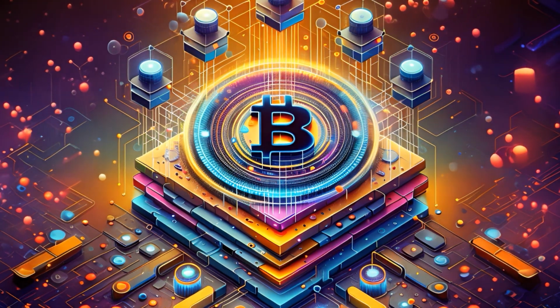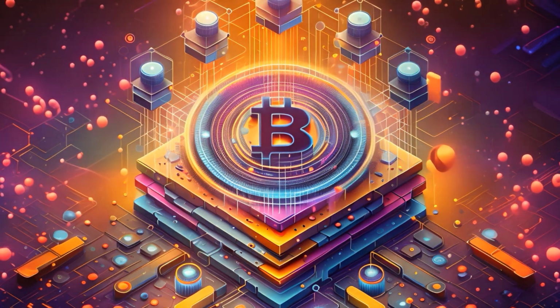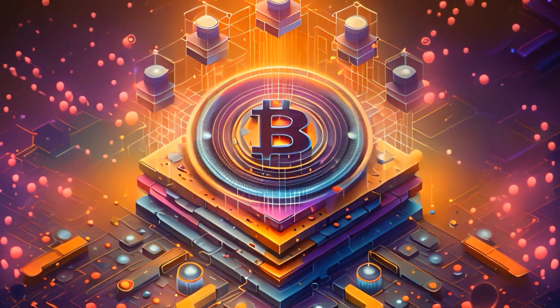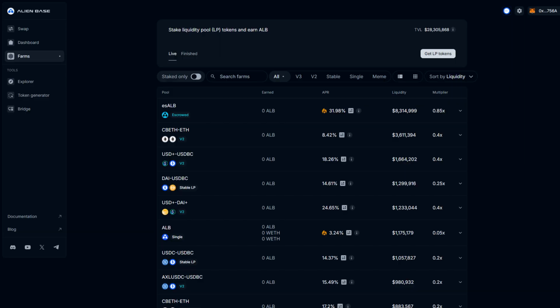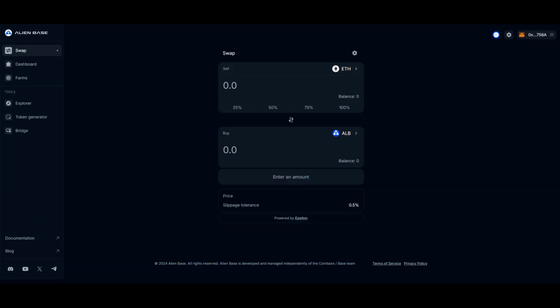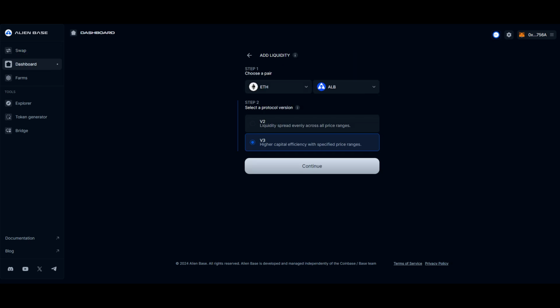Base is a high-throughput blockchain with an average gas cost per transaction at around 5 cents. And AlienBase currently supports the standard DeFi protocol activities, such as liquidity farming, trading, and the permissionless creation of liquidity pools which use either constant product or concentrated liquidity.